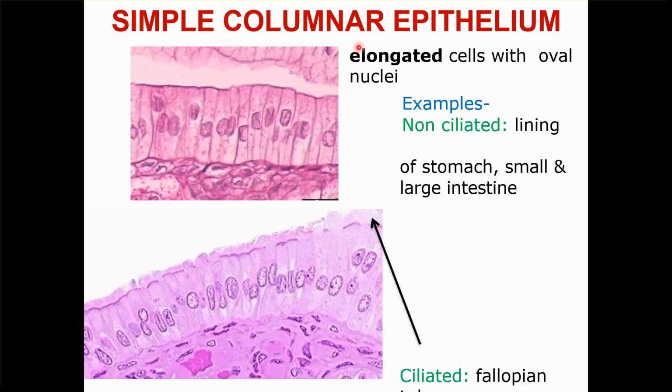Now coming to simple columnar epithelium, there are two types. This is non-ciliated. You can see that there is no cilia over here, and this one is ciliated. The ciliated example is the fallopian tube, and for non-ciliated it is the lining of the stomach and small intestine.